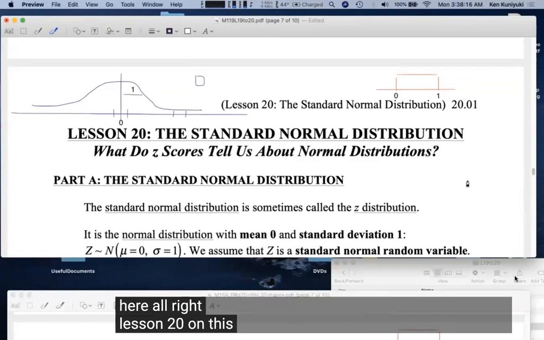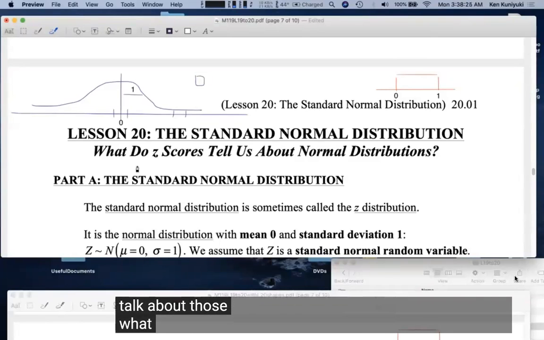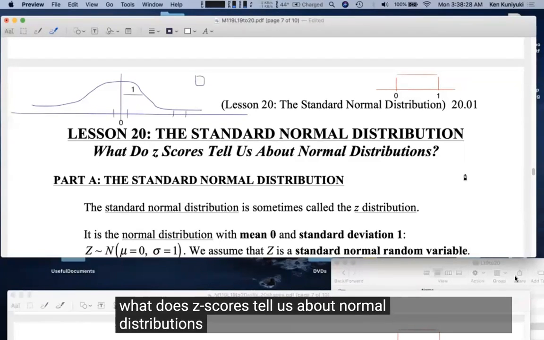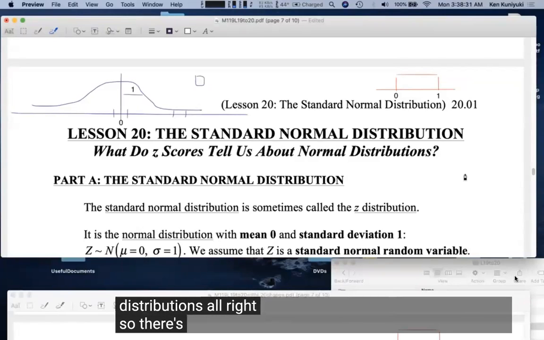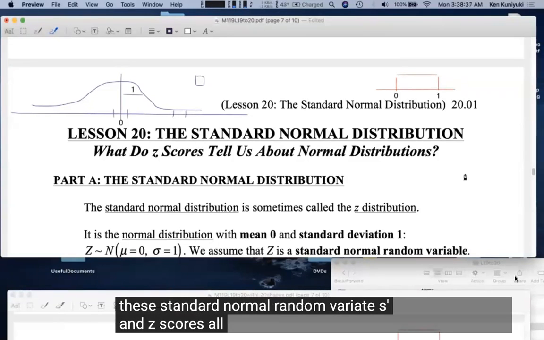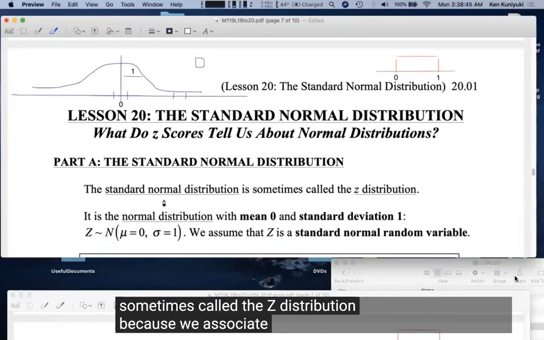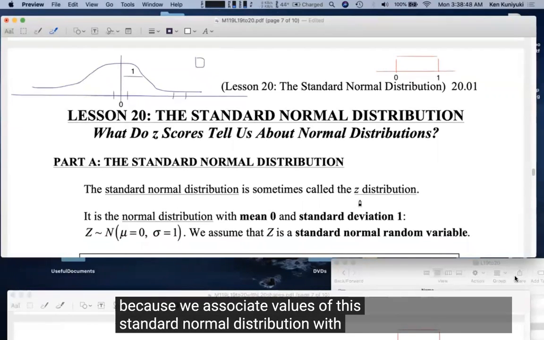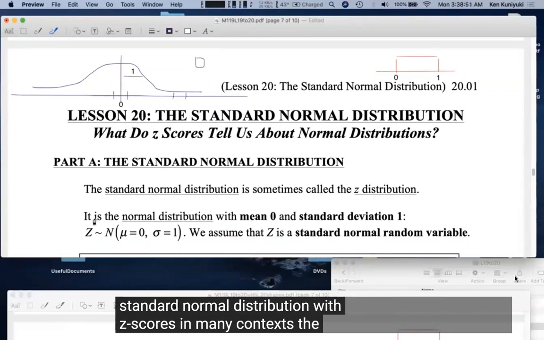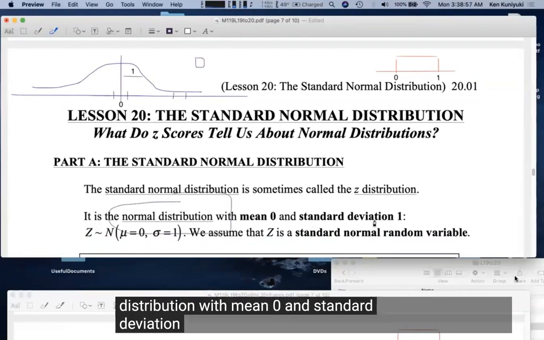All right, lesson 20 on the standard normal distribution, our favorite normal distribution, which tables have been written about, and we'll talk about those. What do z-scores tell us about normal distributions? There's a direct relationship between these standard normal random variates and z-scores. What is the standard normal distribution? It is sometimes called the z-distribution because we associate values of this standard normal distribution with z-scores in many contexts. The standard normal distribution is the normal distribution with mean 0 and standard deviation 1.